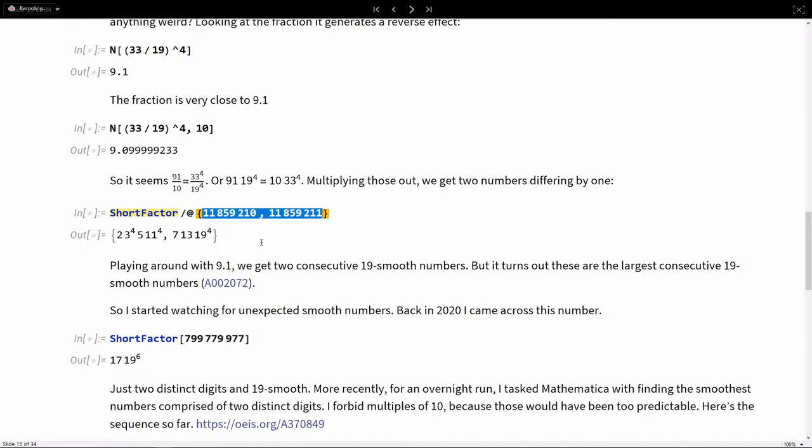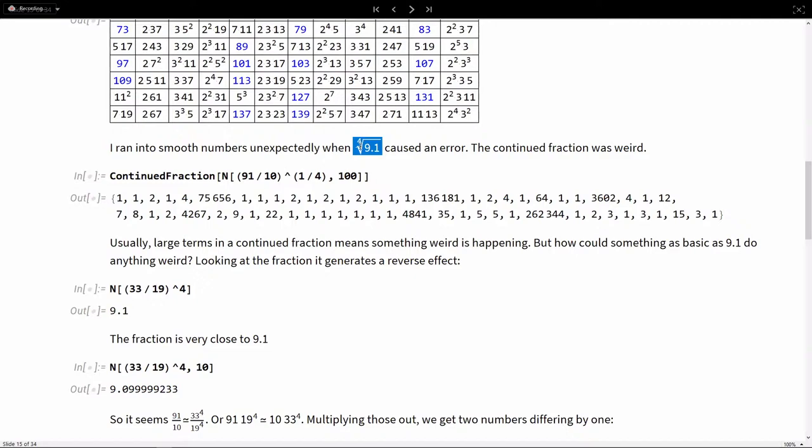2 times 3 to the fourth times 5 times 11 to the fourth, and 7 times 13 times 19 to the fourth are 11 million, blah, blah, blah, and that same number plus 1. And it turns out these are the two highest values for two consecutive 19 smooth numbers. And it's a famous example in the ABC conjecture and other branches of number theory. This is sort of a well-known weird exception for some strange things in number theory. But it turns out that it sort of falls out from the fourth root of 9.1.